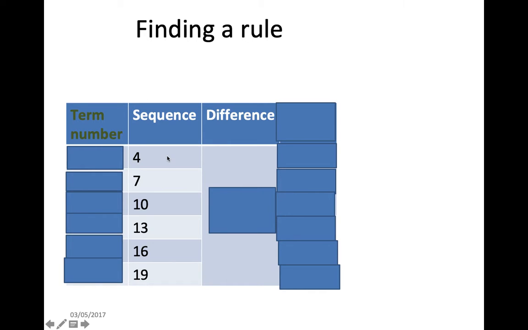Welcome back. Hopefully you realised it's going up by the same number each time. It's jumping up from 4 to 7, you add 3. 7 to 10, you add 3. 10 to 13, you add 3.